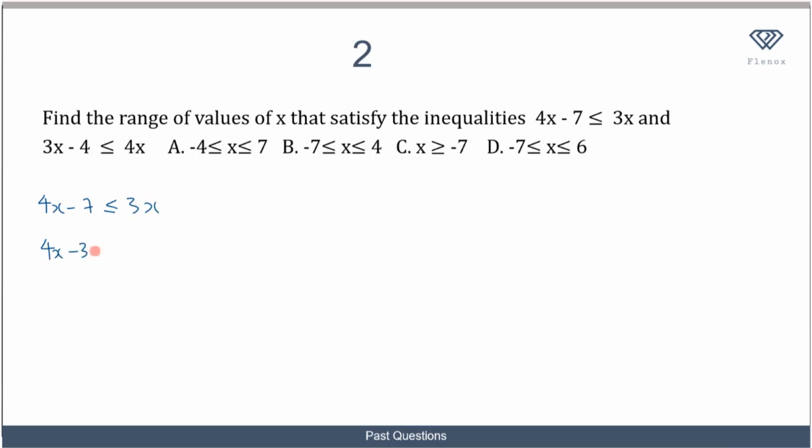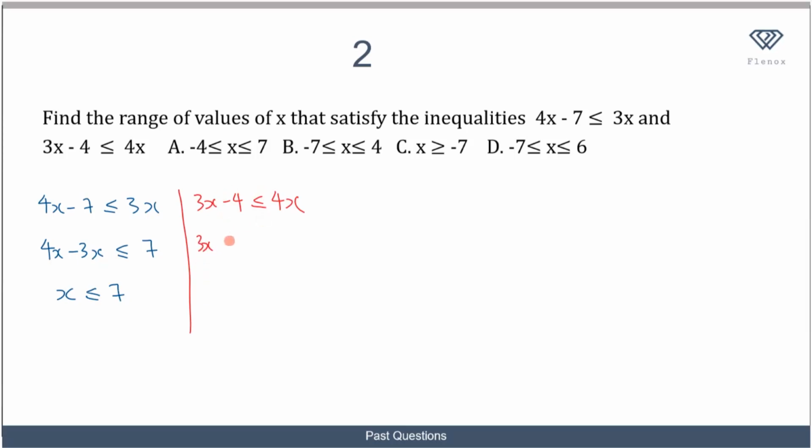So collect like terms. So we have 4x minus 3x is less than or equals to, when this comes over here, you have 7. 4x minus 3x is x. So you have x is less than or equals to 7. Now, the second inequality is given as what? Is given as 3x minus 4 is less than or equals to 4x. So we'll try to solve this also.